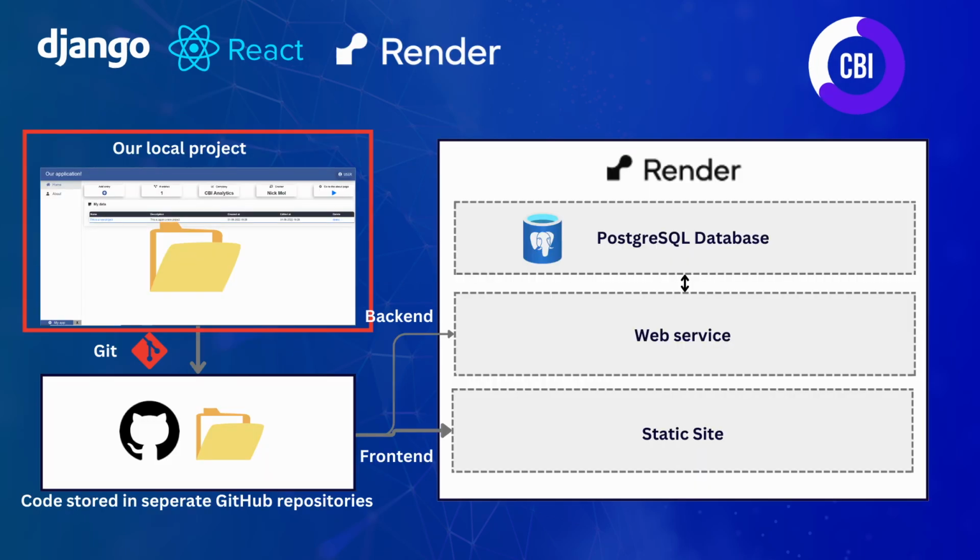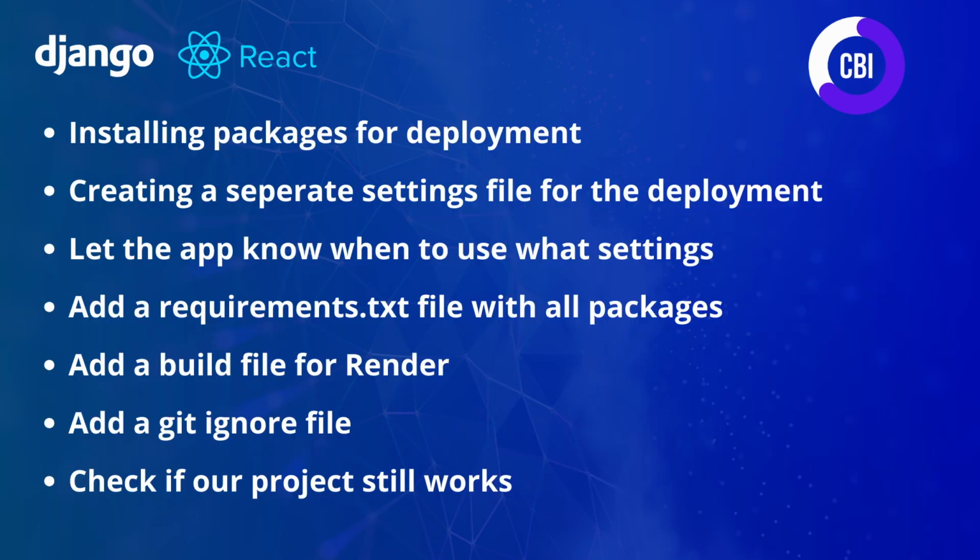And when we take a look at the overall architecture, then you can see in the red box that that is actually the part that we will be focusing on today. We'll be making some changes to our local project, specifically the backend folder, to make sure that everything is ready for the actual deployment. Now, to complete that, we're going to be following 7 steps.